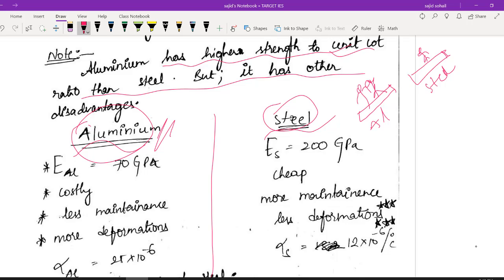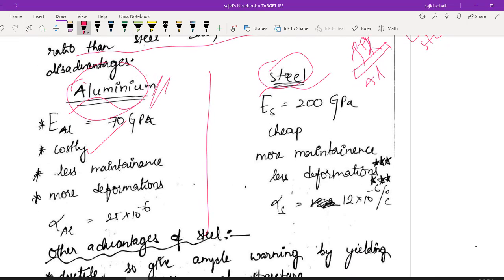Okay, for the same unit weight, aluminium can take more load. But what are the disadvantages of aluminium? It is costly. It is costly. If something is costly, obviously the usage of it automatically decreases. You cannot go for large scale construction using aluminum, right? So that is a very big disadvantage.